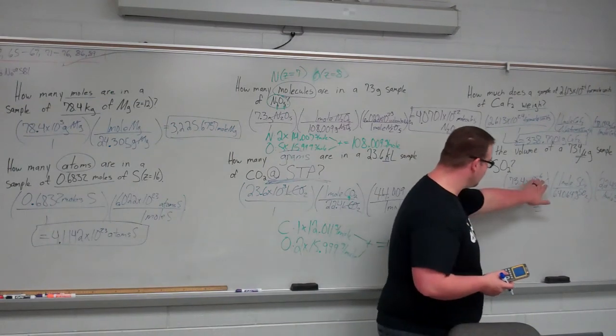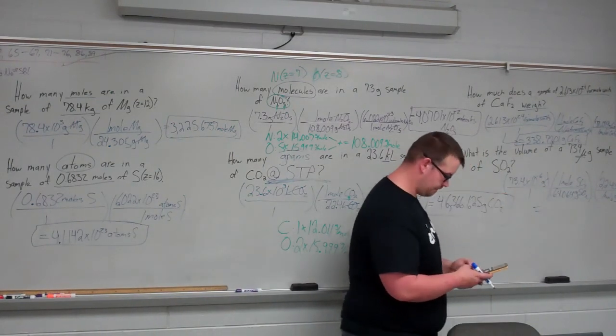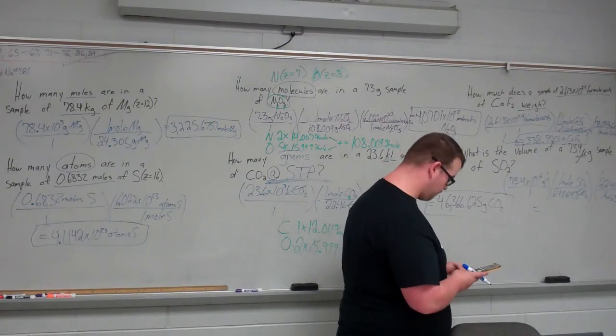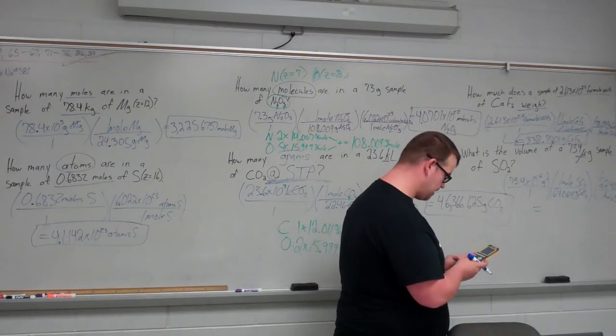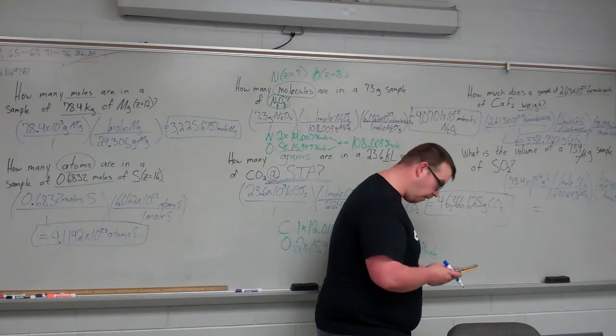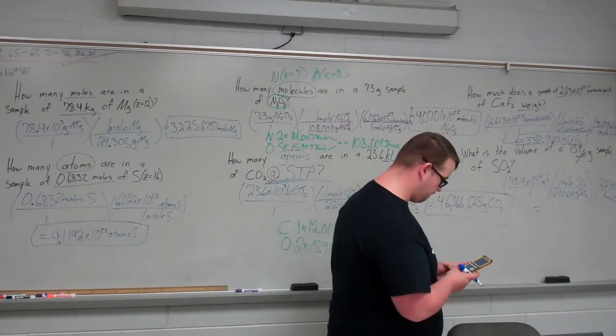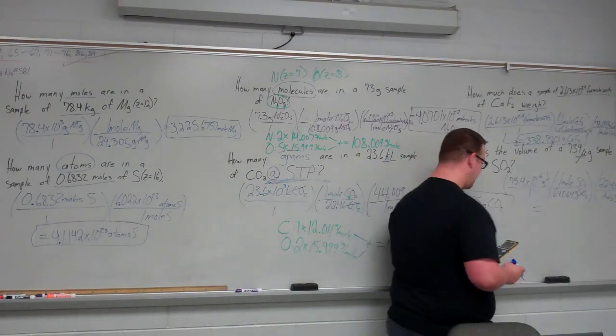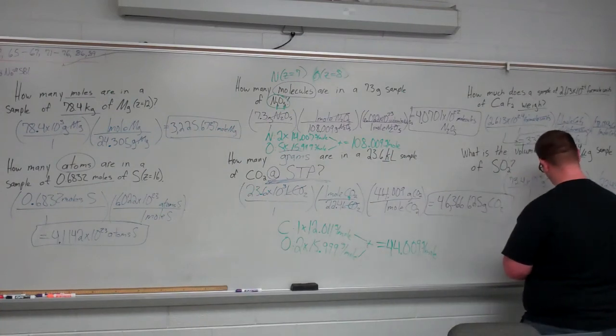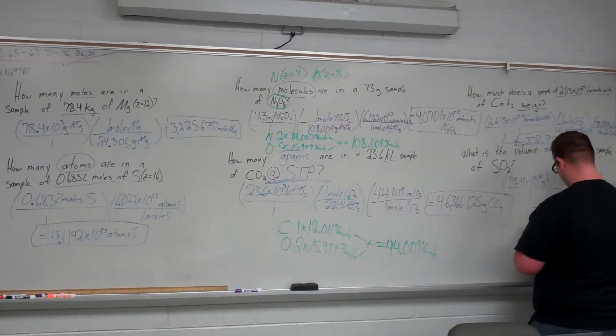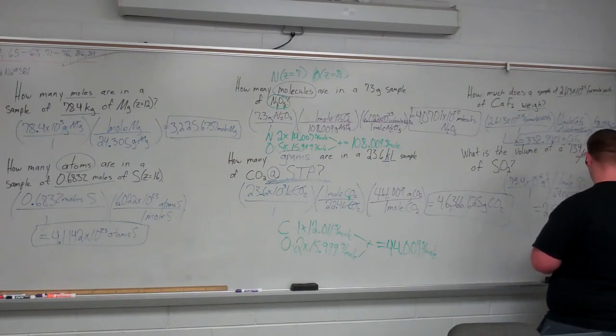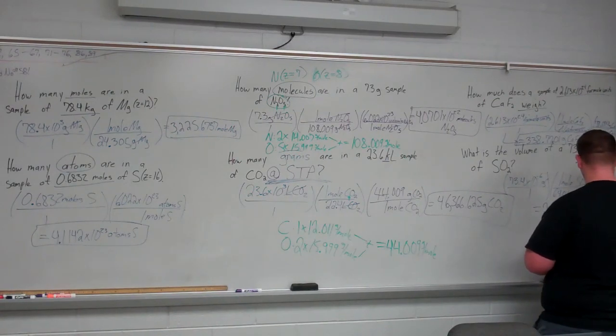I'm dividing because that number's in the bottom. So 64.064. And then I'm going to multiply by the 22.4 because it's in my numerator. And I'll find my answer to be a volume of 2.566 times 10 to the -5 liters of sulfur dioxide.